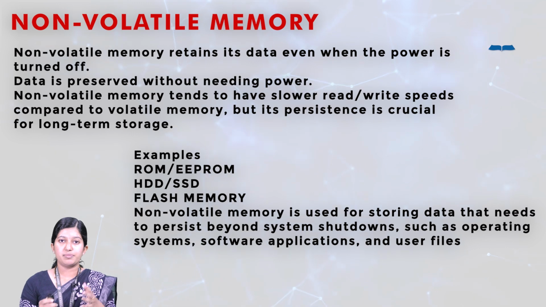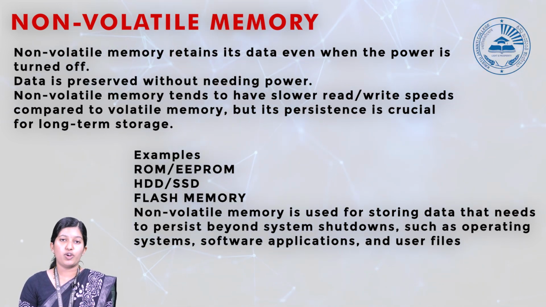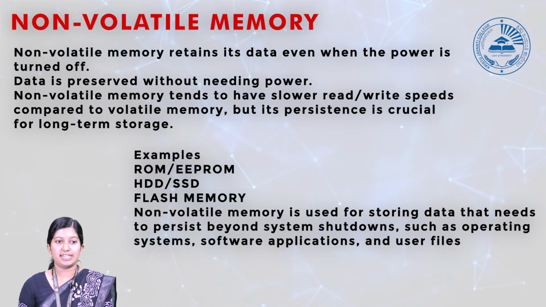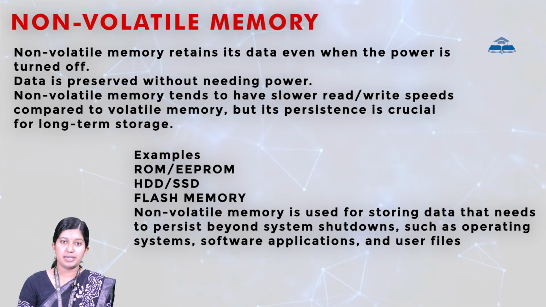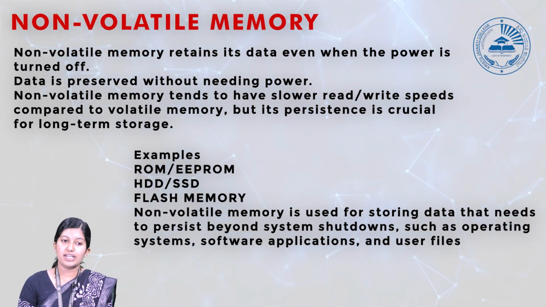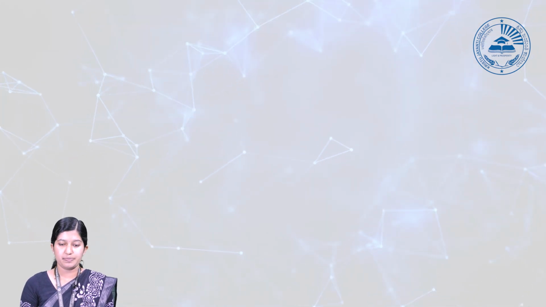So hope you all remember the difference. The main difference between these is that your volatile memory needs the power to retain the data. Non-volatile memory doesn't need the power to store the data. Then volatile is a temporary one. Non-volatile memory is a permanent one. Volatile memory is faster compared to non-volatile memory.